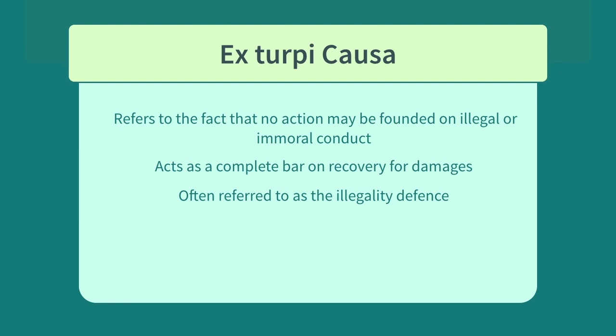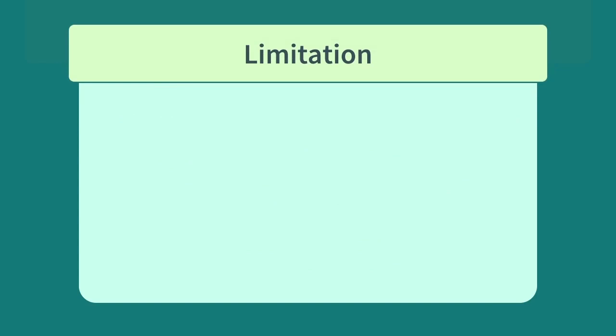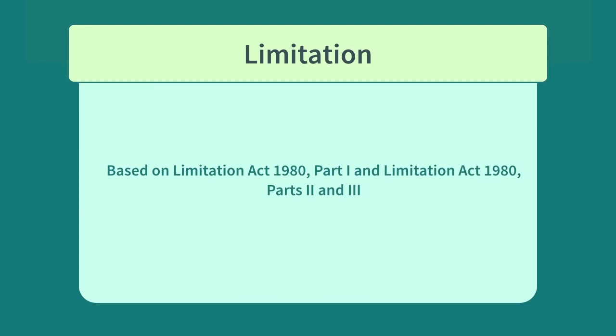It is also questionable whether ex turpi causa operates as a defense or simply denies the existence of a duty of care or other cause of action. The ex turpi causa principle is very much based on public policy, and no clear legal principles have emerged. The defense of limitation is very much based on statute law. The relevant statutes here are the Limitation Act 1980 Part 1 and the Limitation Act 1980 Parts 2 and 3.